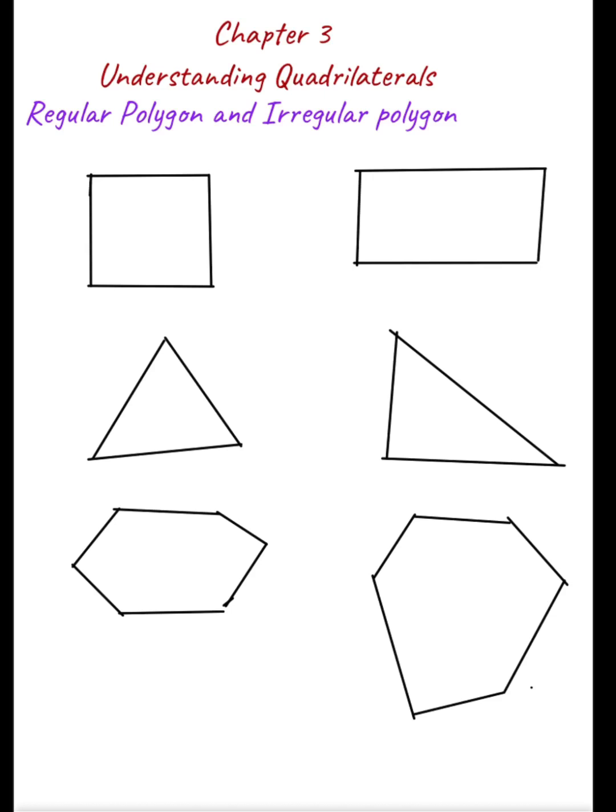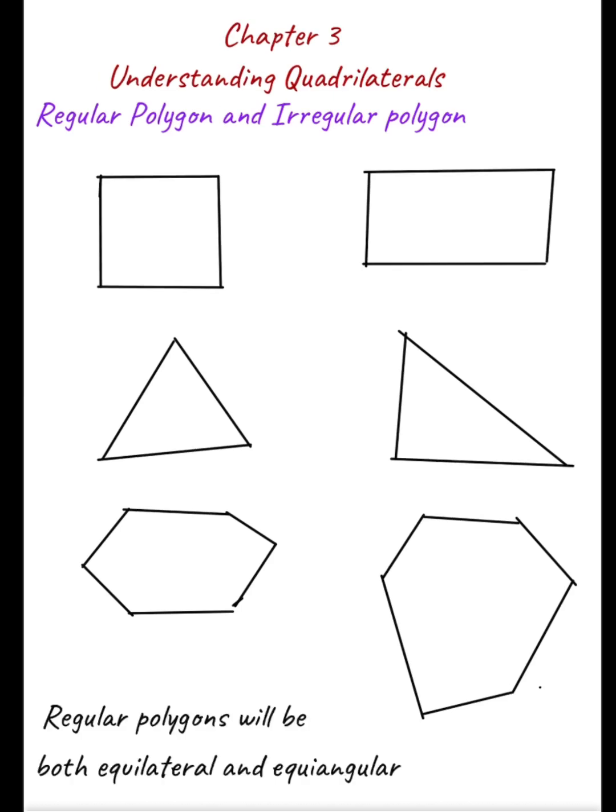In the case of a regular polygon, you can see that all angles will be equal and all sides will be of equal length. That means they will be both equilateral and equiangular. In the case of a regular polygon, all the angles will be equal. That is equiangular. That means this angle will be equal to this angle will be equal to this. Here also you can see that all these three angles will be equal. Here also this will be equal to this. All angles will be equal.